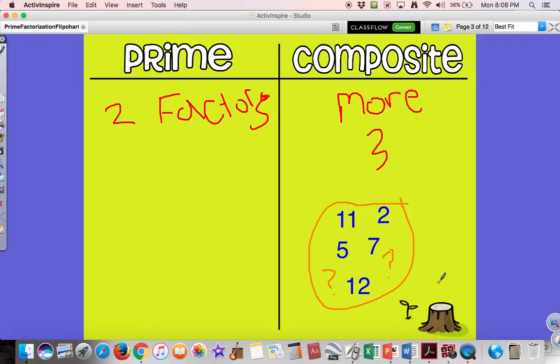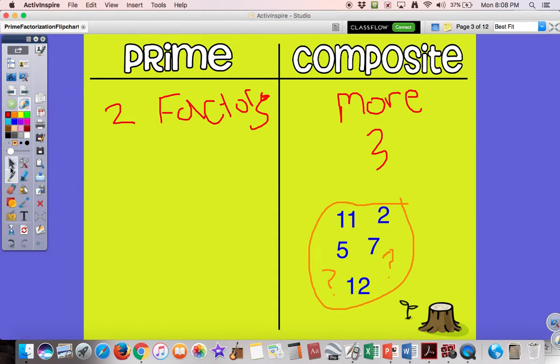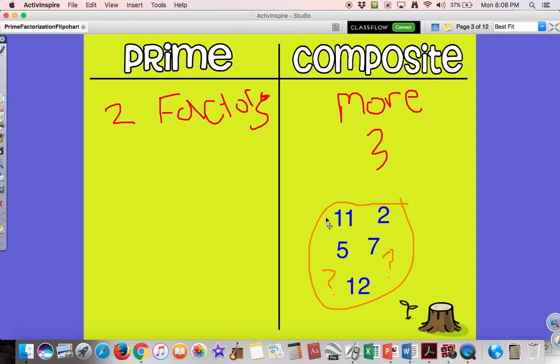All right. Let's put it on pause again, and you're going to decide where these numbers go. Do they go on the composite side or the prime side? All right, you're back. So let's sort these out. Okay, 11. We know that's prime. 1 and 11 are the only things that go into 11. 5, prime. 7, prime. 12, composite. Any even number besides 2 is composite. So 2 is a prime number.